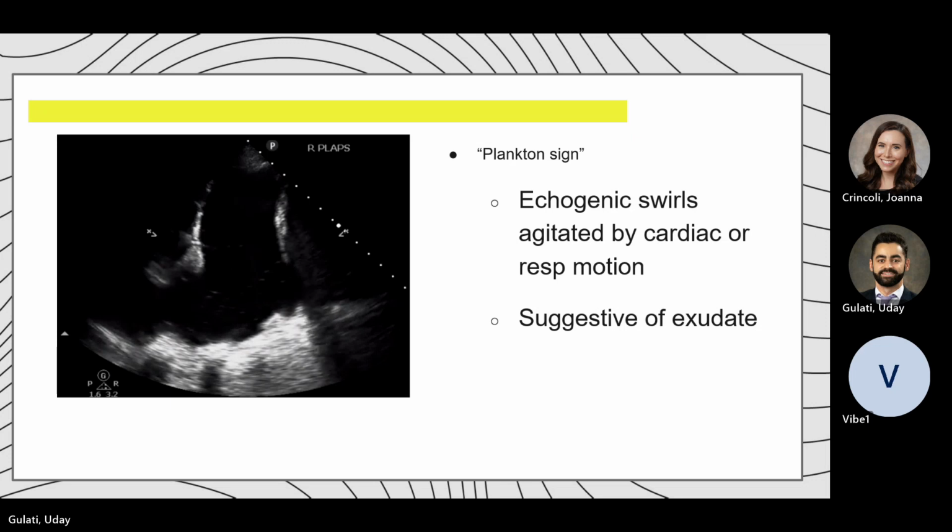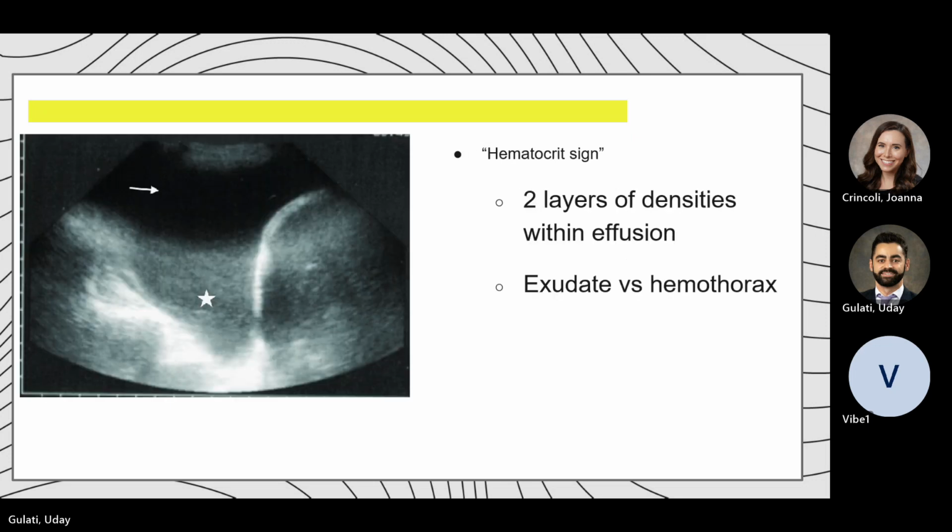So the plankton sign really refers to that swirling, those echoes within an anechoic space. It's like this gunk between this fluid, and it's moving around, and it's really suggestive of either a hemothorax or a hemoperitoneum. You can confirm that with a thoracentesis, but it's just one of those differentials. This plankton sign could be either a hemothorax or a pneumonia, because it's a parapneumonic effusion and there's all this gunk in there, or the effusion has been sitting there for a while and has caused stuff to build up.